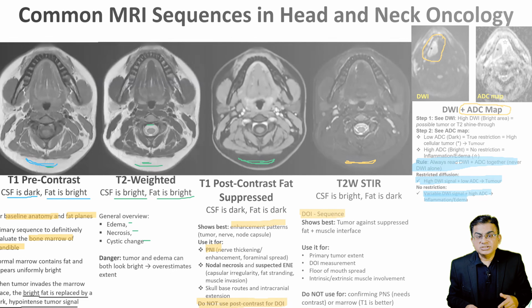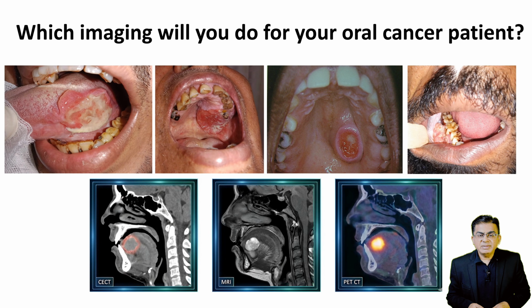Now let's move to our original question. Imagine you get an oral cancer case in your exam and your examiner asks you which local imaging modality will you order for this patient with oral cancer. Suppose you get one of these patients. This is a tongue cancer. He has upper gingiva, he has hard palate, he has lower gingiva buccal complex cancer.